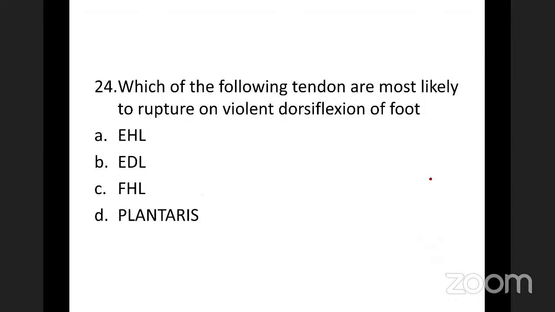Which of the following tendons is most likely to rupture on violent dorsiflexion of the foot? I will tell the answer for this. Now the plantaris muscle arises from the femur. Which part of the femur? The lower third of the lateral supracondylar line of the femur, and it forms a tendon. The tendon is very fragile. So it is said that on violent dorsiflexion, the tendon that ruptures is the plantaris.